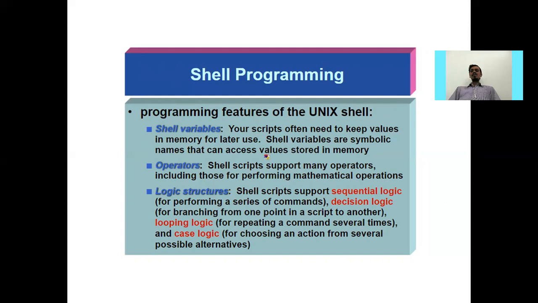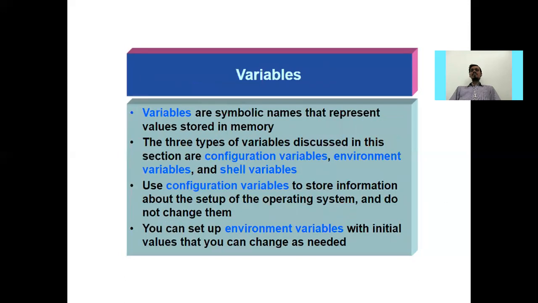At the end of this topic, variable. What is a variable? Variables are symbolic names that represent values stored in memory. These are the names used to access the values stored in memory. There are three types of variables discussed in this section. First is configuration variables, second is environment variables, and third is shell variables.